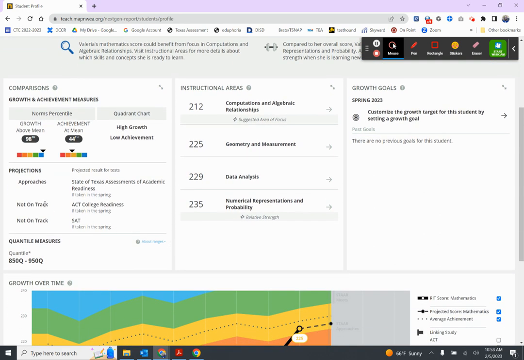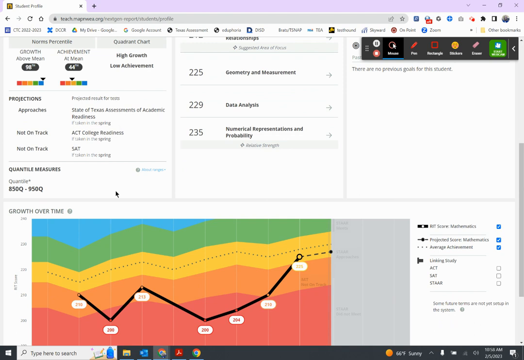This student, the projections, excuse me, for the STAR test, the student is projected to score approaches. ACT and SAT, they're not on track if they take the test at spring, which is all right. We have room to grow the student. And obviously, the student can grow because they are growing a lot. We have the quantile measurements. We use the Lexiles in reading, but we don't really use the quantiles that much in math. But you can look at this if you'd like.